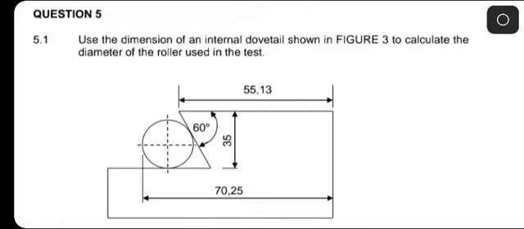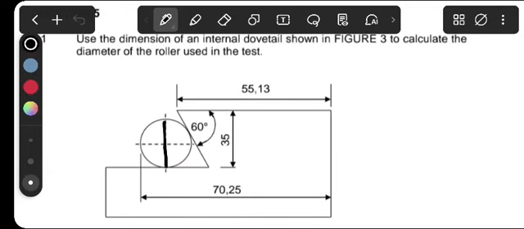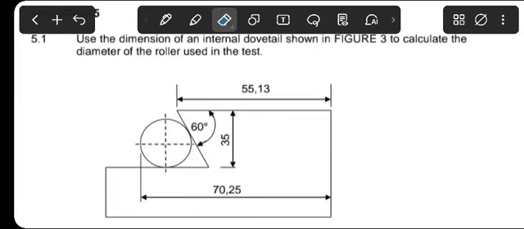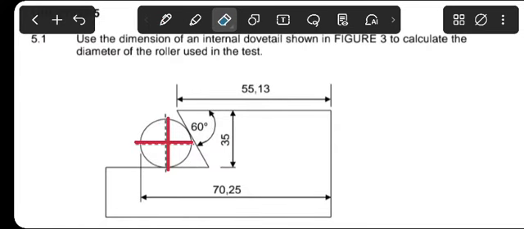So I've given question 5.1, which says: use the dimension of an external dovetail shown in figure 3 to calculate the diameter of the roller used in the test. We want the diameter of the roller. All right, we know the roller is this thing, guys. The roller, this diameter, we want that diameter. That is what they're simply meaning. So we can get the diameter if we can get the radius, right?